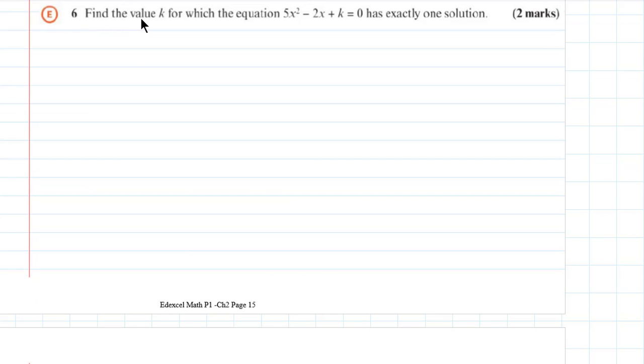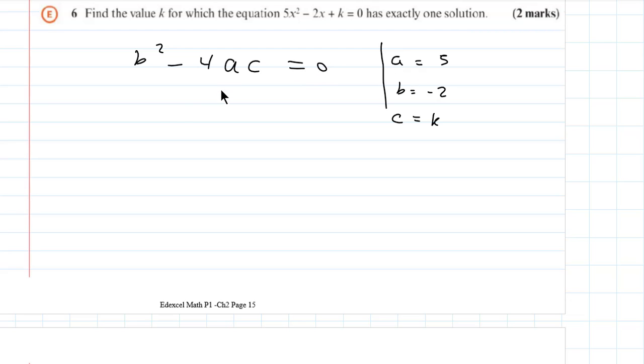Question 6. Find the value of k for which the equation has exactly one solution. a here is 5, b is negative 2, and c is k. So in this case, exactly one solution corresponds to b squared minus 4ac equals 0. b squared, which is 4, equals 4ac, 4 times 5, 20, times k, 20k. Dividing by 4, or you can say 4 divided by 20, k is equal to 1 over 5.